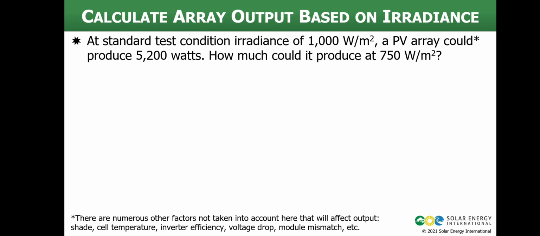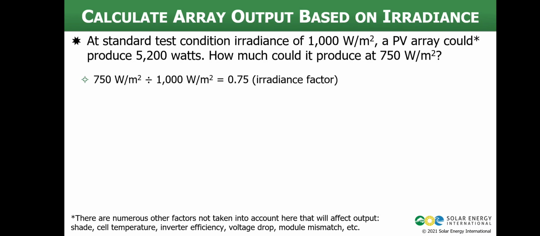So in this case, we have a 5,200 watt PV array. The irradiance that is currently being measured at the site is 750 watts per meter squared. The first thing we need to do is calculate our irradiance factor, and we do that simply by dividing the measured irradiance by the standard test condition irradiance. So 750 watts per meter square divided by 1,000 watts per meter square gives us a 0.75 irradiance factor. And this is why we like using the 1,000 watts per meter square, because it's super easy.